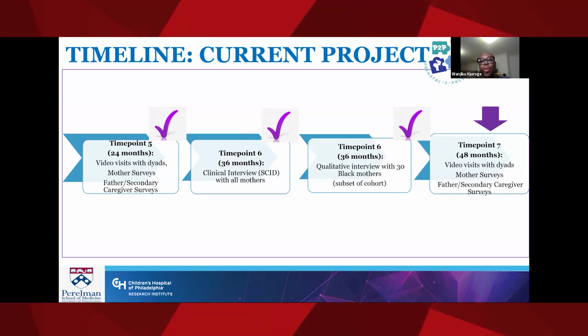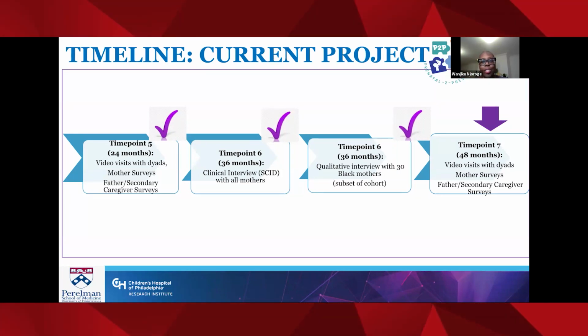We're beginning time point 7, or 48 months, in April, which is when our first little babies turned 4, because remember we started this study in April of 2020. We're going to do a similar thing in April that we did when these kids were 2, and that we're going to do video visits with the dyads, the moms and the babies. We will send again another box of toys home. That worked really well at 24 months. We did the SCID virtually.